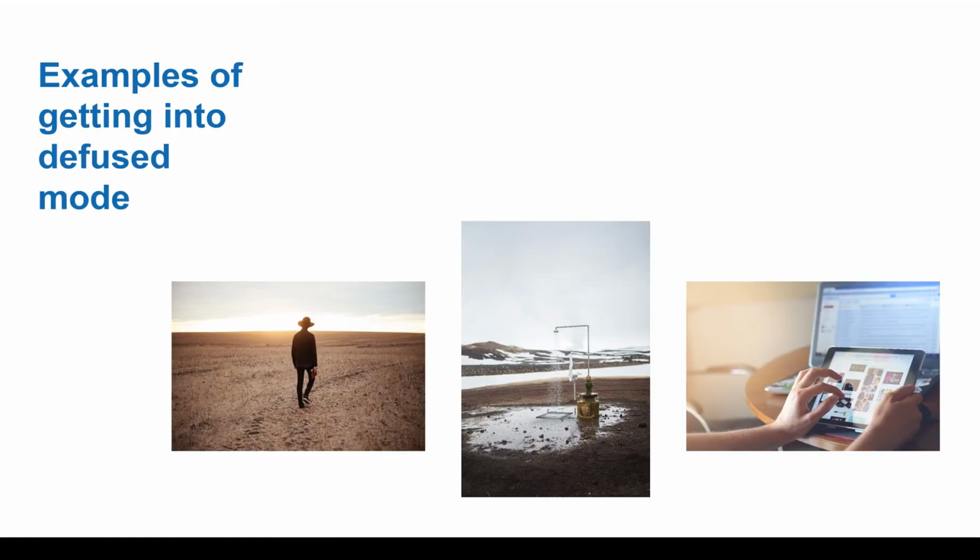Examples of getting into diffuse mode: going for a walk. What's great about going for a walk is you're taken out of the environment where you initially saw the problem, and you now play the problem over in your head in this new environment, and you see and you feel different things than you did when you were in the initial setting, which can be quite effective for your brain to look at it from a different point of view.